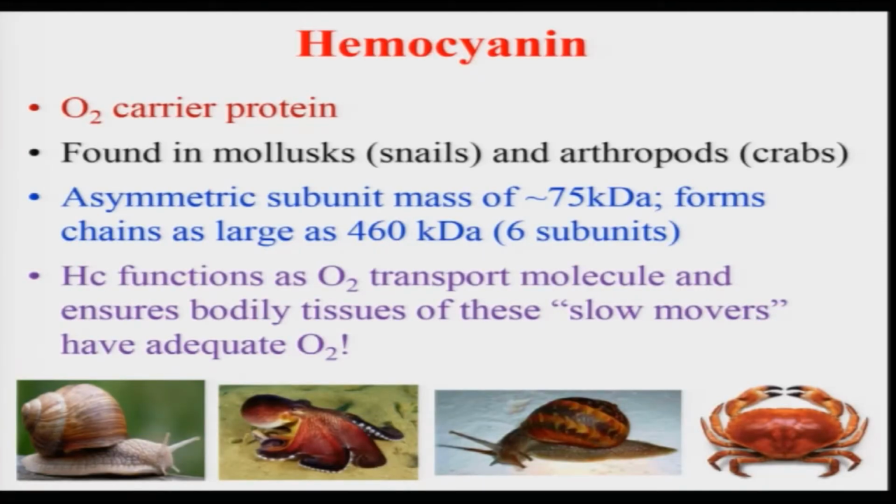Hemocyanin is an oxygen carrying protein found in mollusca and arthropods. The asymmetric subunit mass of around 75 kilodalton forms chains as large as 460 kilodaltons for 6 subunits. Hemocyanin functions as an oxygen transport molecule and ensures that bodily tissues, those slow movers, have adequate dioxygen.